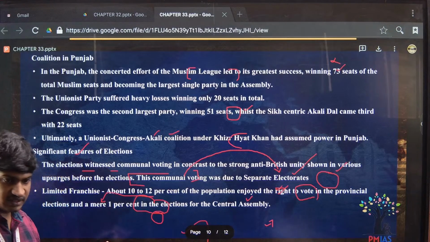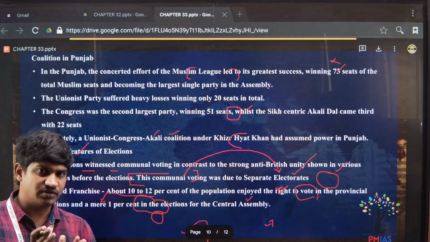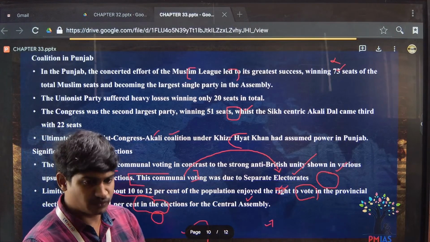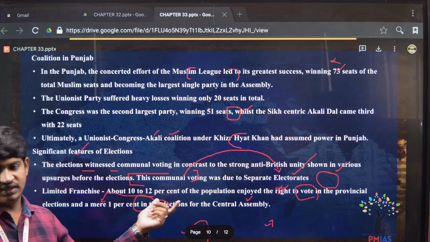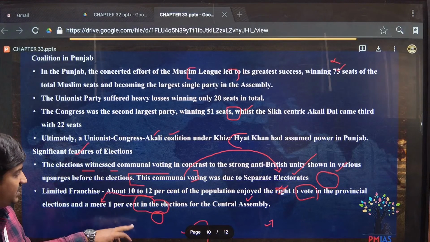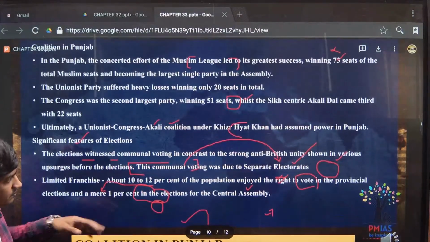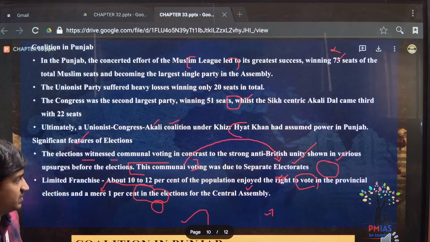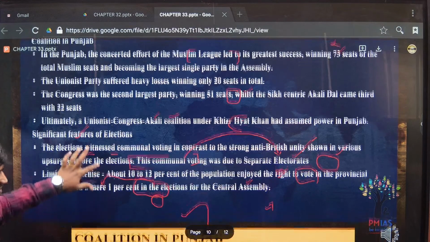As I already said, out of a population of about 10 crore, only 1 crore were eligible to vote. Out of that 1 crore, 90 lakh plus persons voted in the central election as well as the provincial election. So this shows the solidarity against British imperialism, or else the strong anti-imperialistic thoughts of the Indian people.